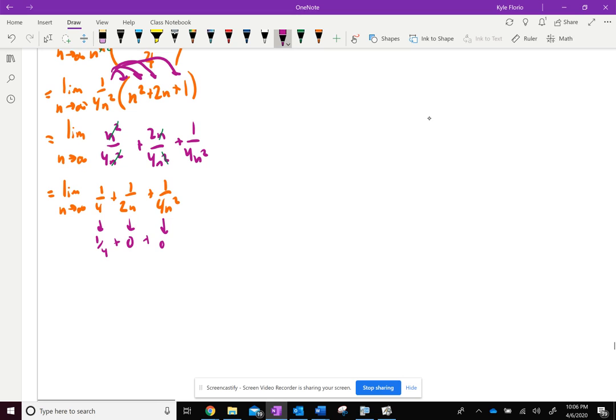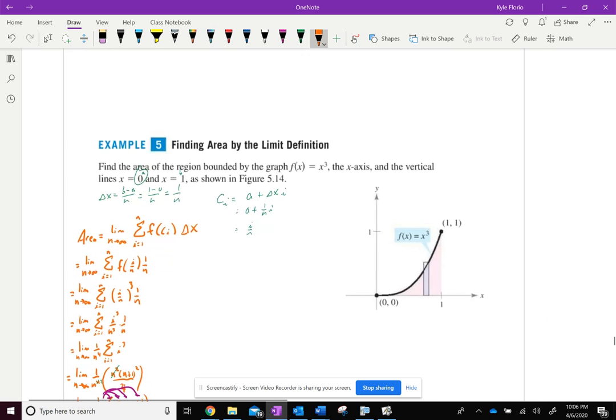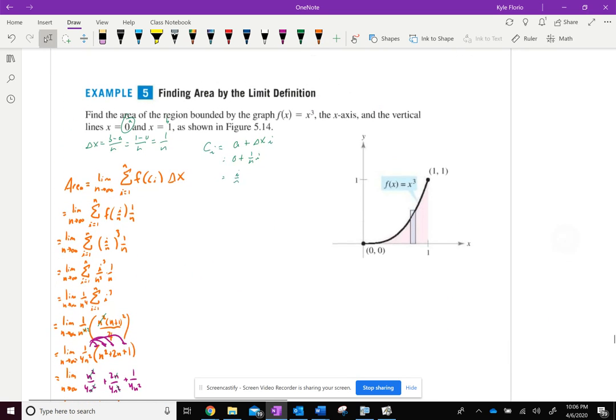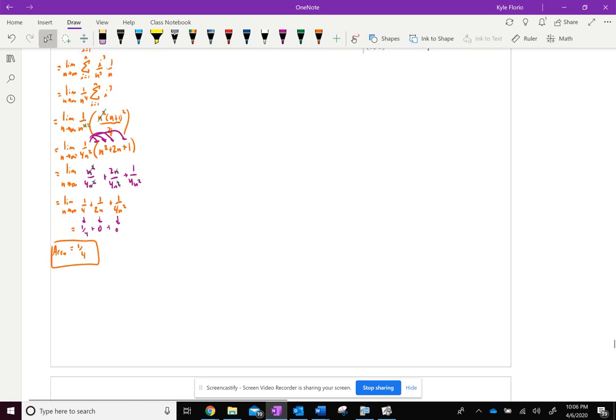So this is going to become, the area under that curve is exactly 1/4. Now you can celebrate. We did something really difficult. We found the area under a curve, not just an approximation, but the exact area under that curve is 1/4.